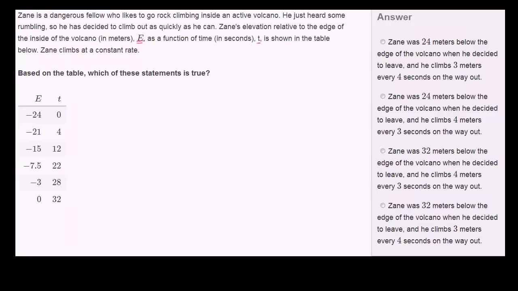Zane climbs at a constant rate. So this guy, I mean, if we were to draw a volcano here, he's kind of silly. So this is my volcano, and he's actually climbing on the inside of an active volcano. So there's probably smoke and ash and all the other stuff coming out of this thing. So this really is dangerous for him. And let's say that this right over here is Zane. He's climbing up from inside the active volcano.